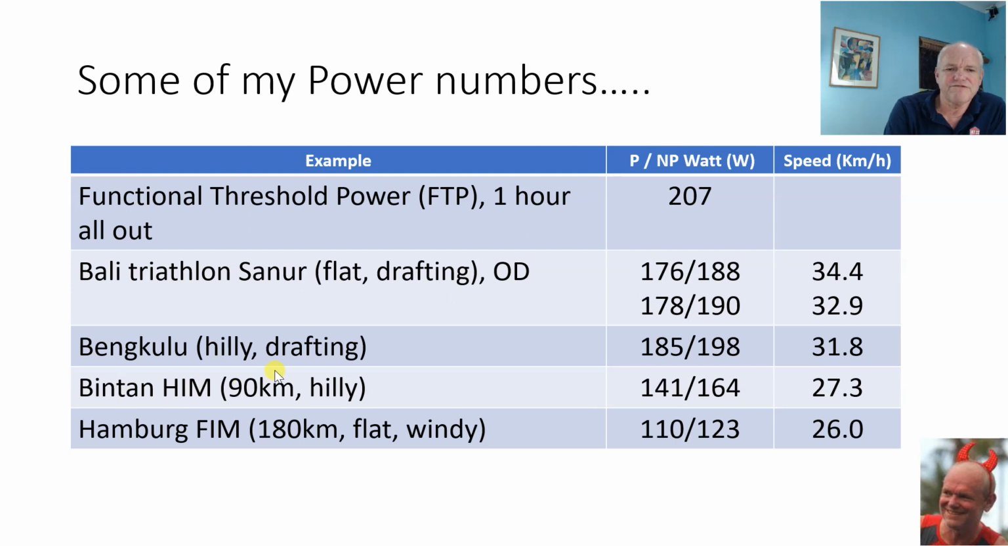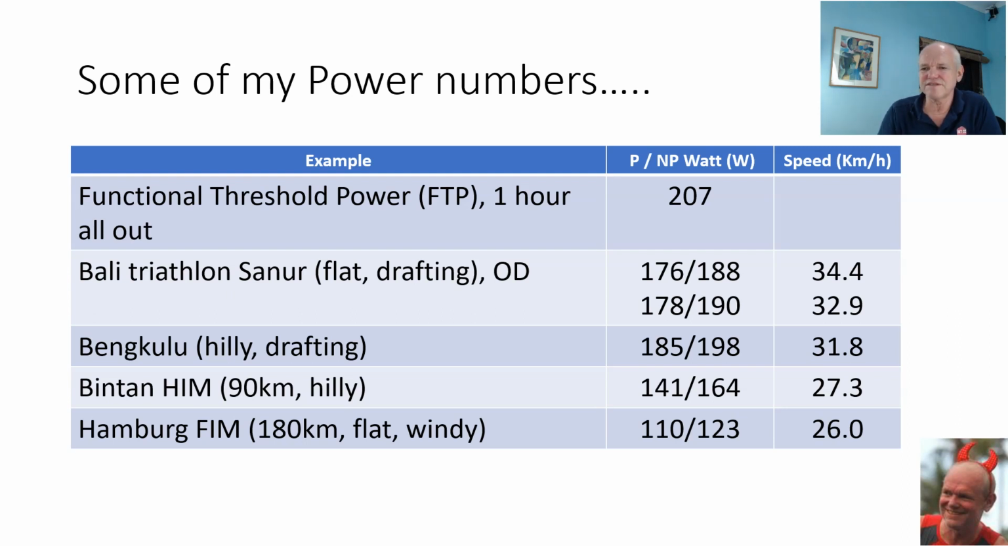In Bintan, the half Ironman, that is 90 kilometers hilly, so 141, 164, and the speed is also only 27. My best is there 30. But I had no power meter at that time, so I don't know how much power that was. And here for 180 kilometers in Hamburg, speed was 26, 110, 123 watts. So these are some numbers so that you can compare.